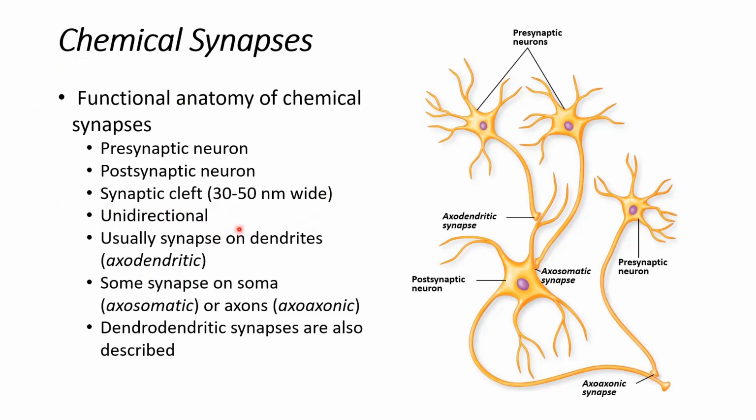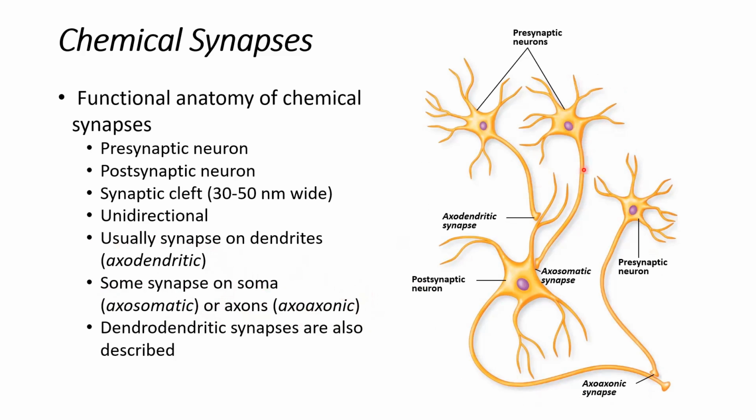Chemical synapses are also unidirectional, so only one-way flow of this communication. Usually it's going to be from the axon terminals of one neuron to the dendrites of the adjacent neuron, so the axodendritic type. And then some synapses, as we mentioned earlier, can take place at other points of the neuron. All right, so let's look at the various types of synapses that we can see.